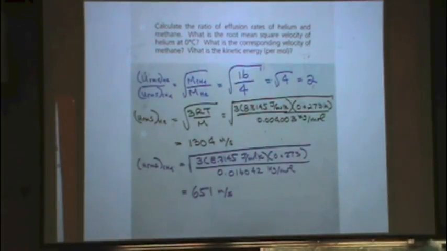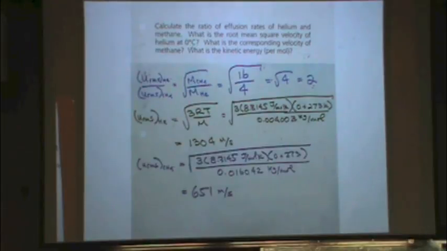First, we did the first question to calculate the ratio, for helium to methane. We found that helium is twice as fast. You'd expect that conceptually because helium is lighter. It has a molar mass of 4, where methane is about 16. Then we had to find the root mean square velocity of helium. We did that using the root mean square velocity formula you just saw earlier, and got 1304. Then we did the same thing with methane, using the same formula, and got 651.